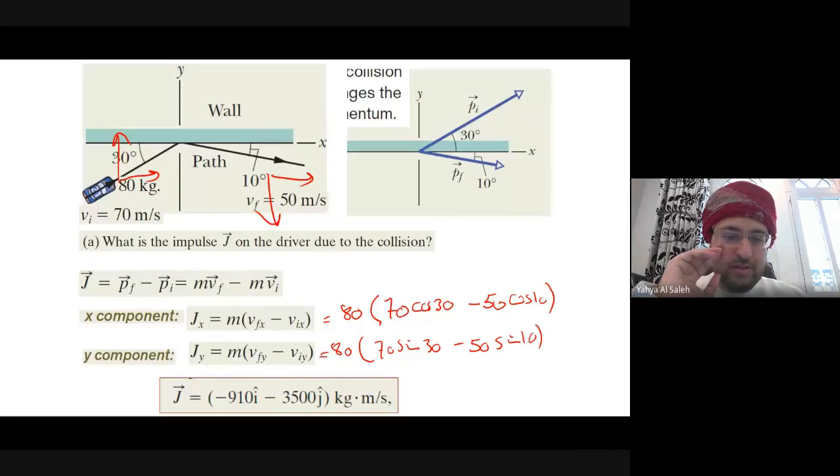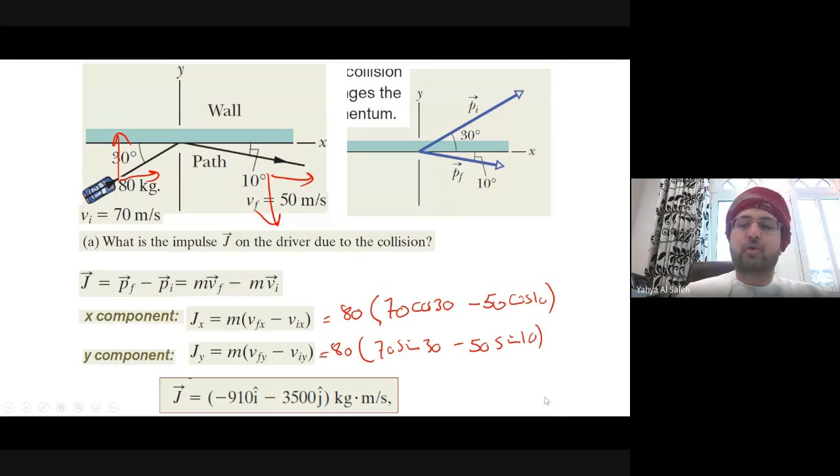Okay, so one person got positive 910, one got minus 910. Any other mistakes I have made? Someone got 2105 instead of 3,500. Okay, I have made 3 mistakes here.